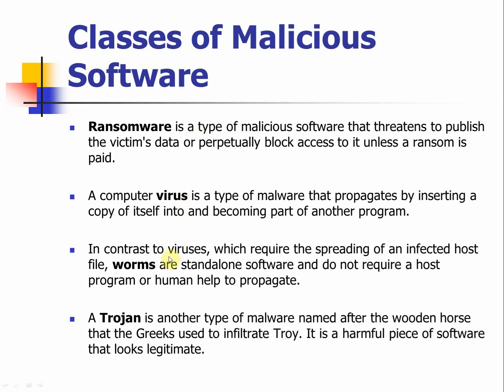The other two are the ones that we discussed in the earlier slide. A virus is a type of malware that propagates by inserting a copy of itself into a part of another program. So they will have two programs installed. One is the one that you wanted, the other is the one that comes with it. In contrast to a virus, which requires spreading through an infected host file, worms are standalone software that do not require a host. So that is another thing.